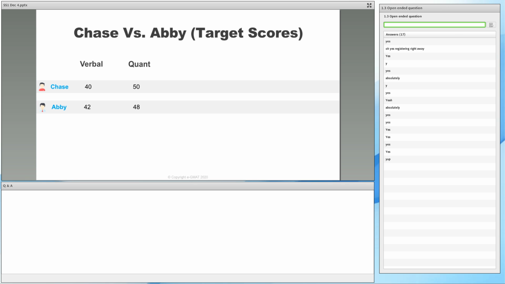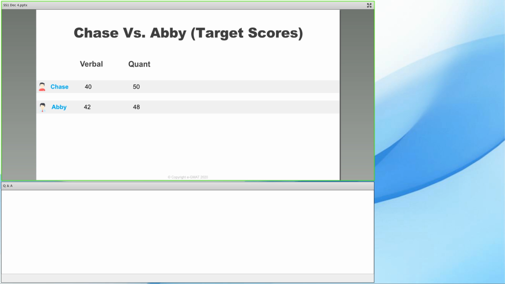And this is where you want to do a differential diagnosis over here. Okay. Chase wants to get to that V40 and Q50. Abby wants to get to that V42 and Q48. Now, they may seem very similar scores, but in reality, a Q50 and a Q48 are two very different students. A V40 and a V42 are distinctly different students. But that's not the biggest piece.